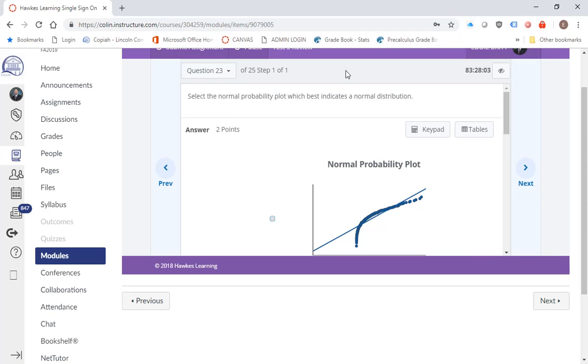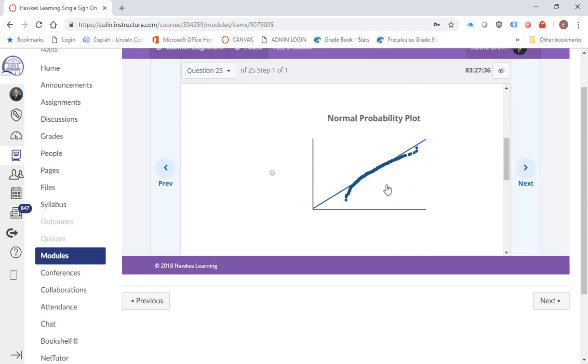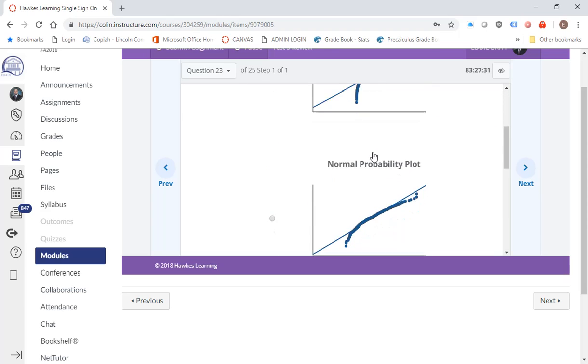Alright, select the normal probability plot which best indicates a normal distribution. So for a normal distribution, the plot is going to be around the line that's given. It's going to be the one that's the closest around the line. You can see this has some stuff down here, and this has some stuff down here. That has some stuff above. It's okay to be above and below, but you want it to be along the line. So that one's a little closer along the line than the previous one, but let's keep looking.